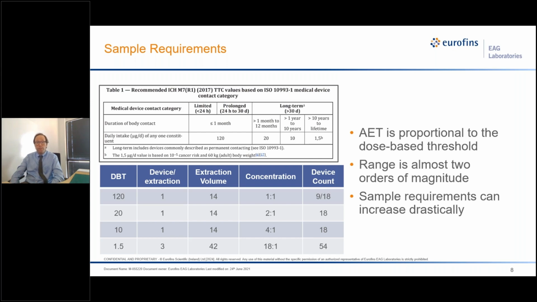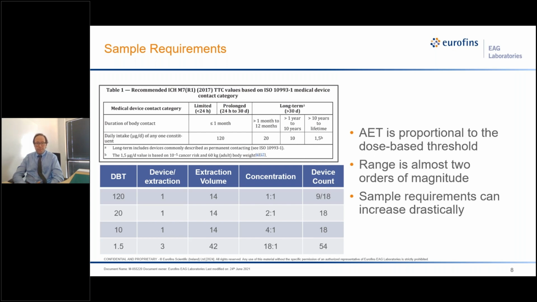But when we go to the 1.5 dose-based threshold, we have to concentrate 18-fold to be able to get our AET above the LOQ. And what this means is that the 14 mL extraction volume is not going to be sufficient. So we have to extract more devices, and our extraction volume also increases. And so our device count reflects this. So it goes up to 54.